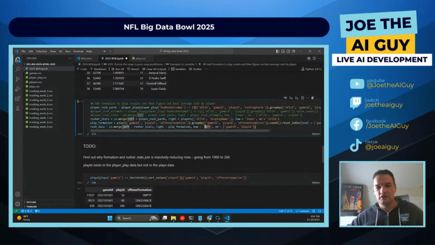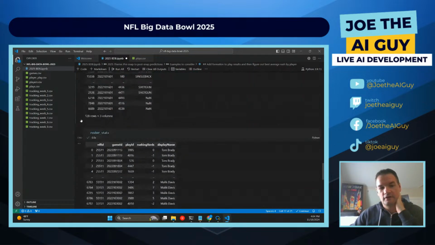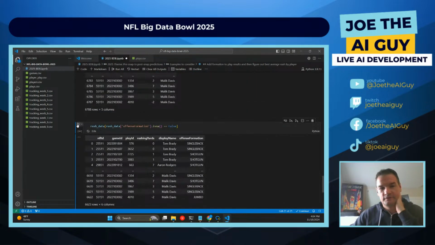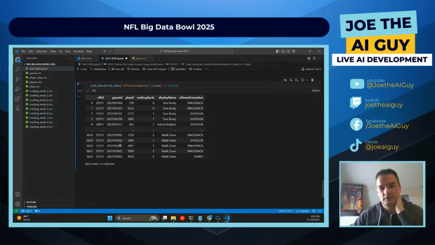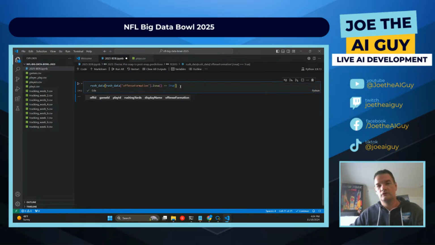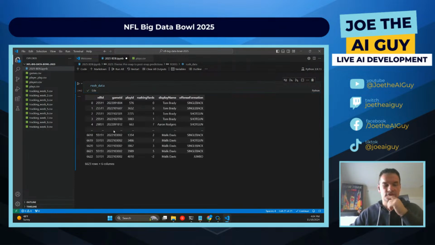So then I feel fine changing this back to an inner join, because we weren't losing everything that we were before. We've got the 660, and then no NAs, which is fine. So now if I take this out, just rush data with 6,000 rushes.